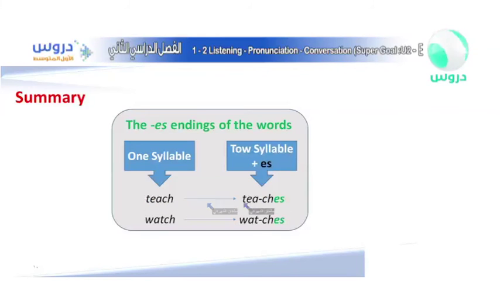So now here we have 5 letters, here's 7. So teaches. Can you hear it? Teaches. Okay. And this one, watches. Watches. So we have two syllables, but without ES, it's just one syllable. Watch. Just one. Okay.